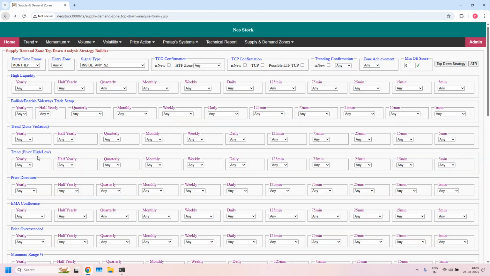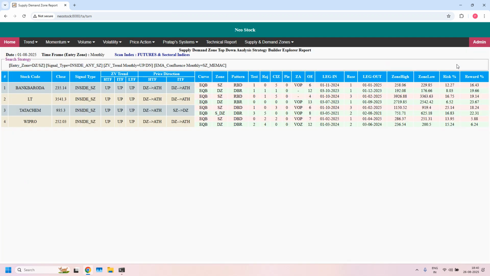We can further filter based on monthly supply zone having monthly EMA confluence, and also trend on the monthly should not be sideways. So 4 stocks are filtered.